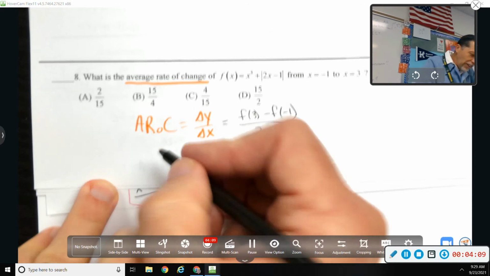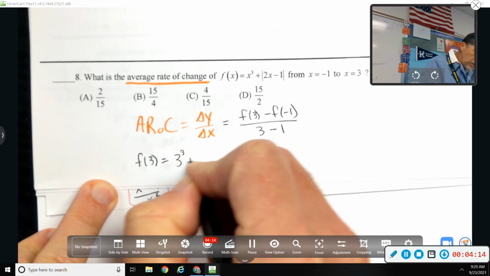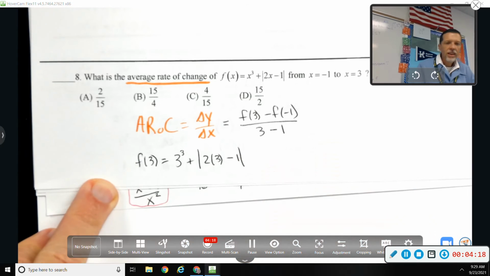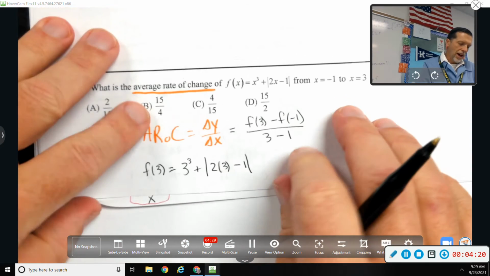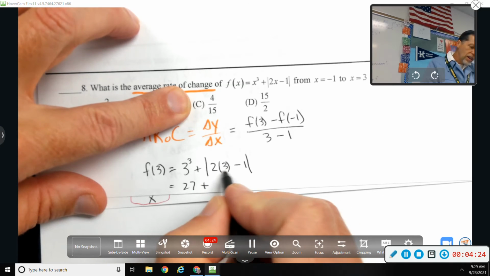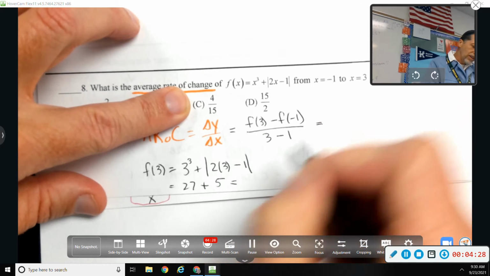Let's see. So f of 3. 3 cubed plus 2 times 3 minus 1. So this is just kind of annoying math forcing us to do here. 27 plus 6 minus 1 is 5. 27 plus 5 is 32.